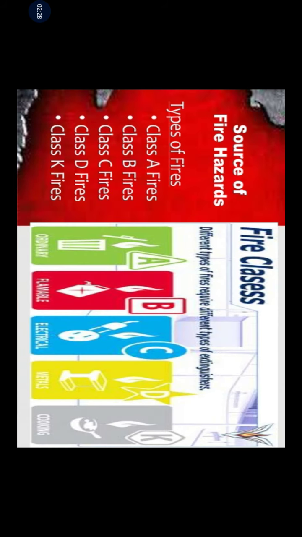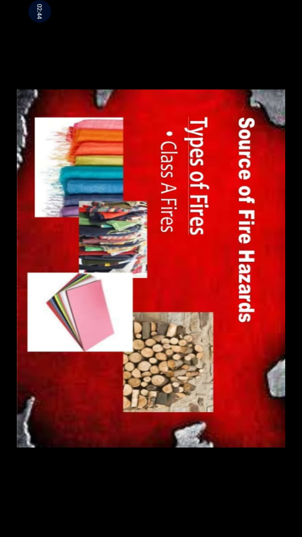What are the sources of fire hazards? It is classified into many types. Today we can see class A fires, class B fires, C fires, D fires and K fires. Class A fires, examples: cloth, paper and wood.